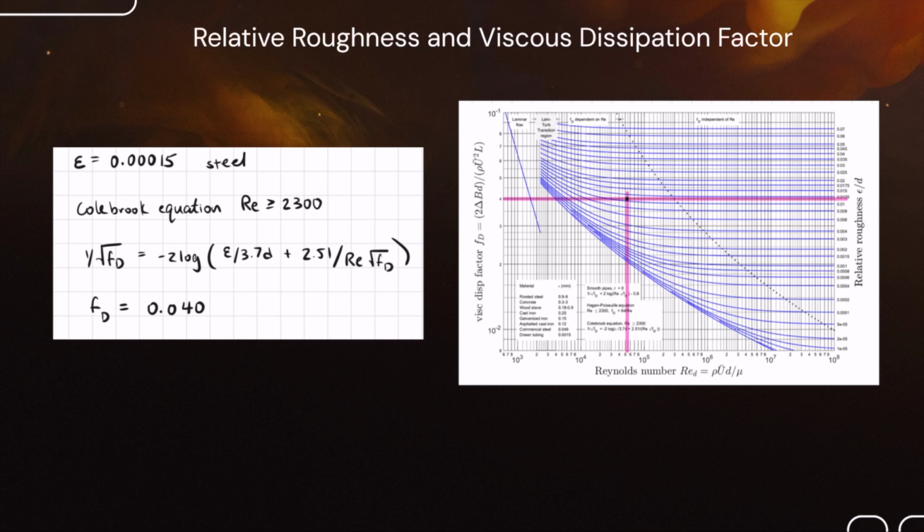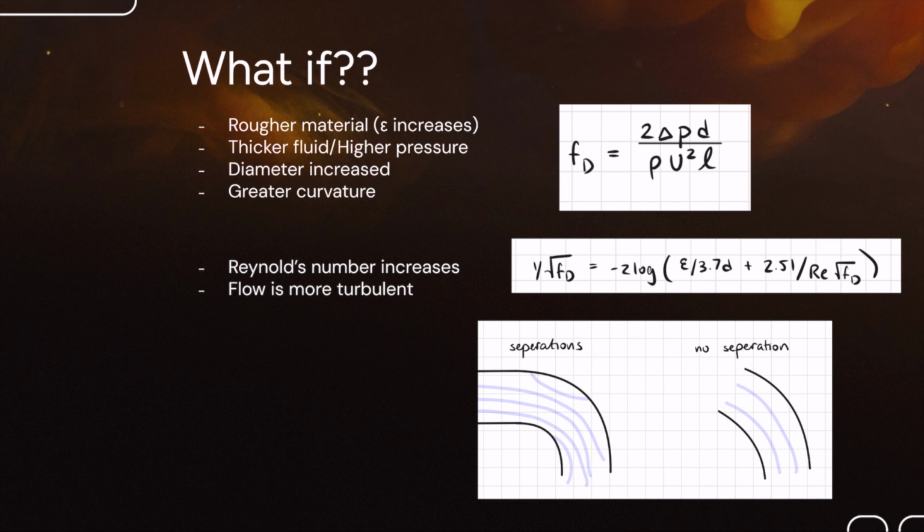We can see that this agrees with the Moody chart. If the pipe were made out of a more rough material, or if a thicker fluid were used instead of water, then the viscous dissipation factor would increase as shown by the equations. Therefore, the velocity of the fluid decreases as well as the Reynolds number. An increase in pipe diameter would also lead to a decreased velocity due to the conservation of mass. Lastly, if there is a greater curvature, then the flow is more turbulent and there are more separations in the flow, meaning that there are greater energy losses.